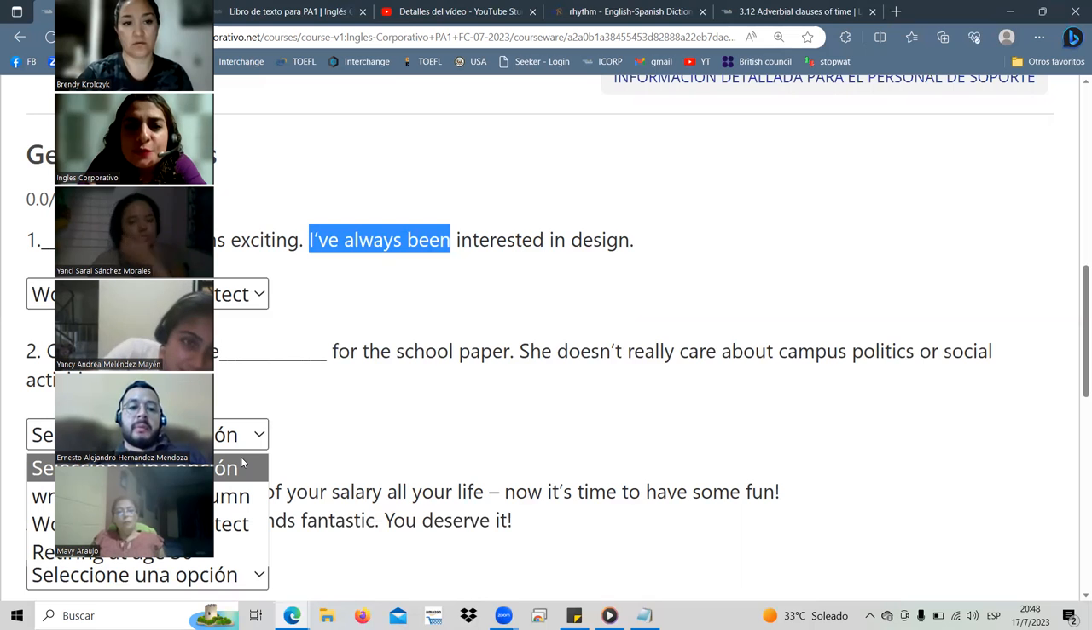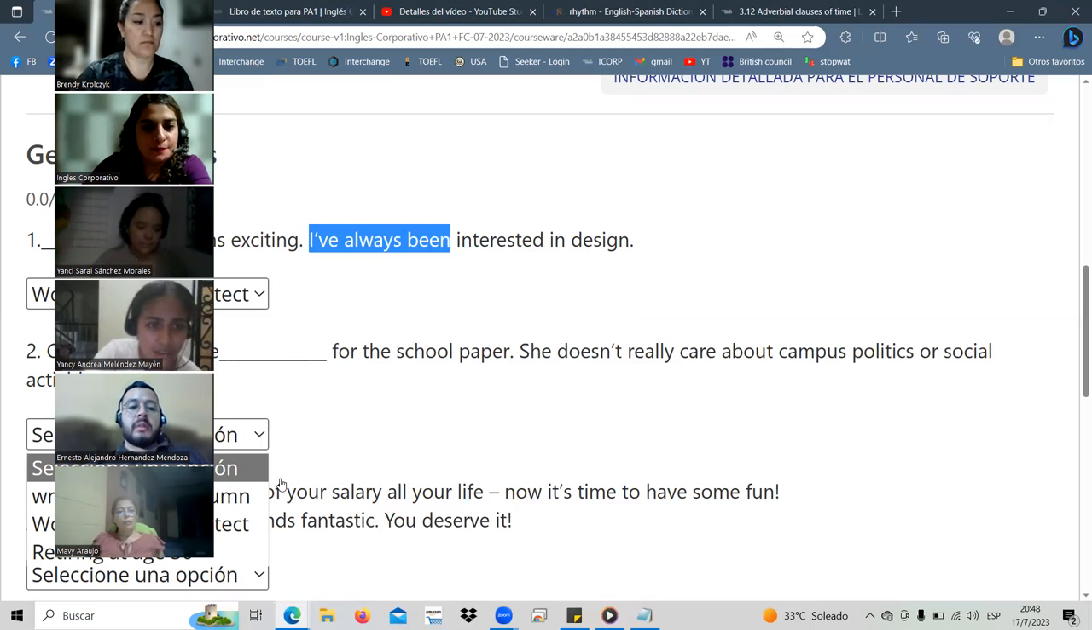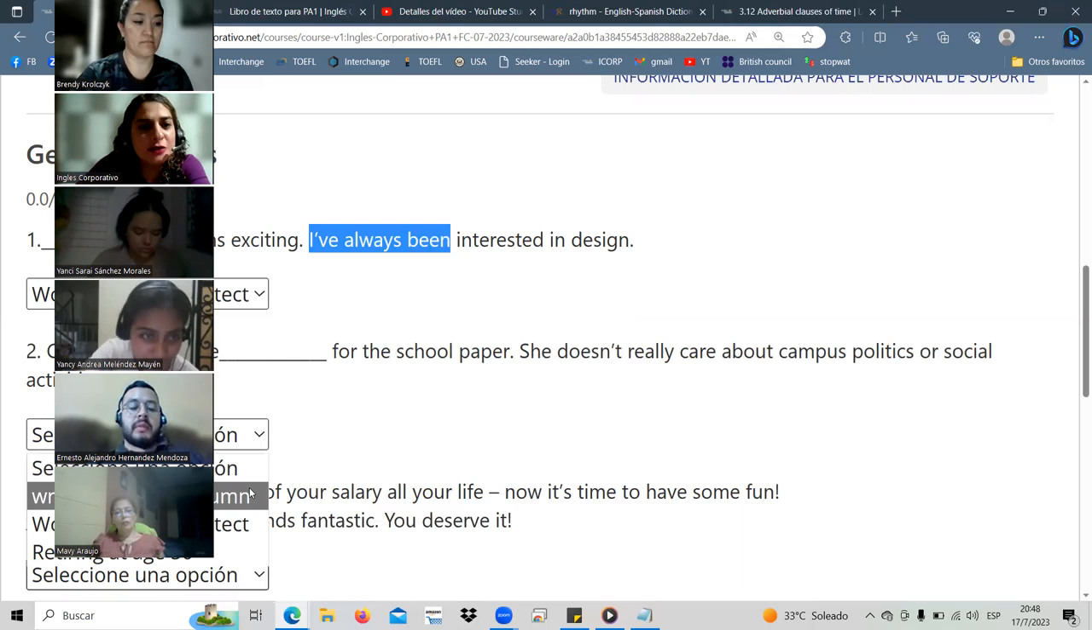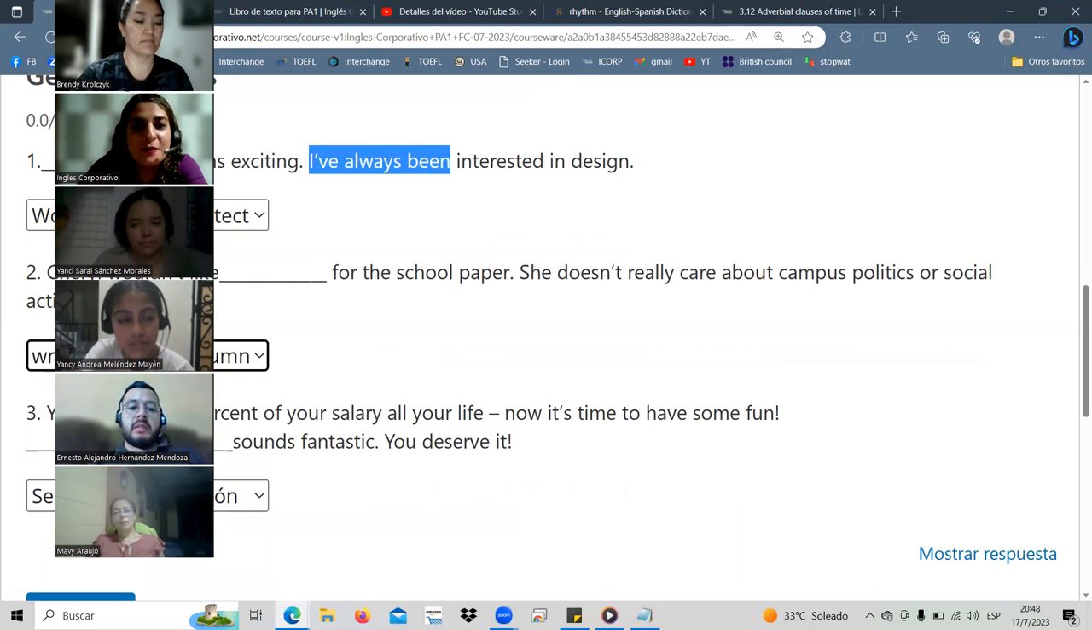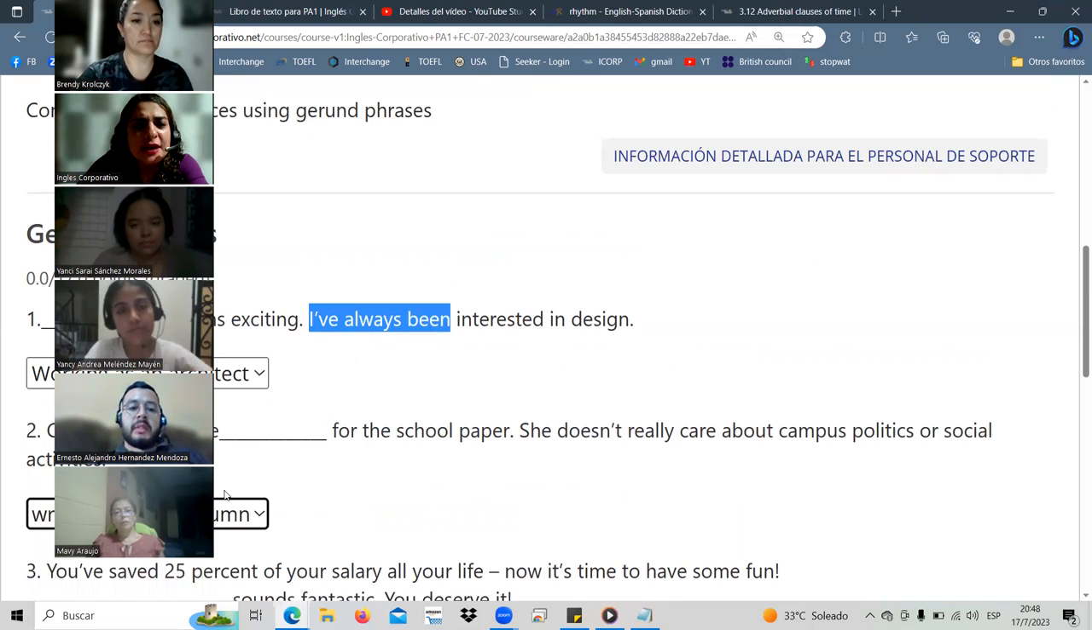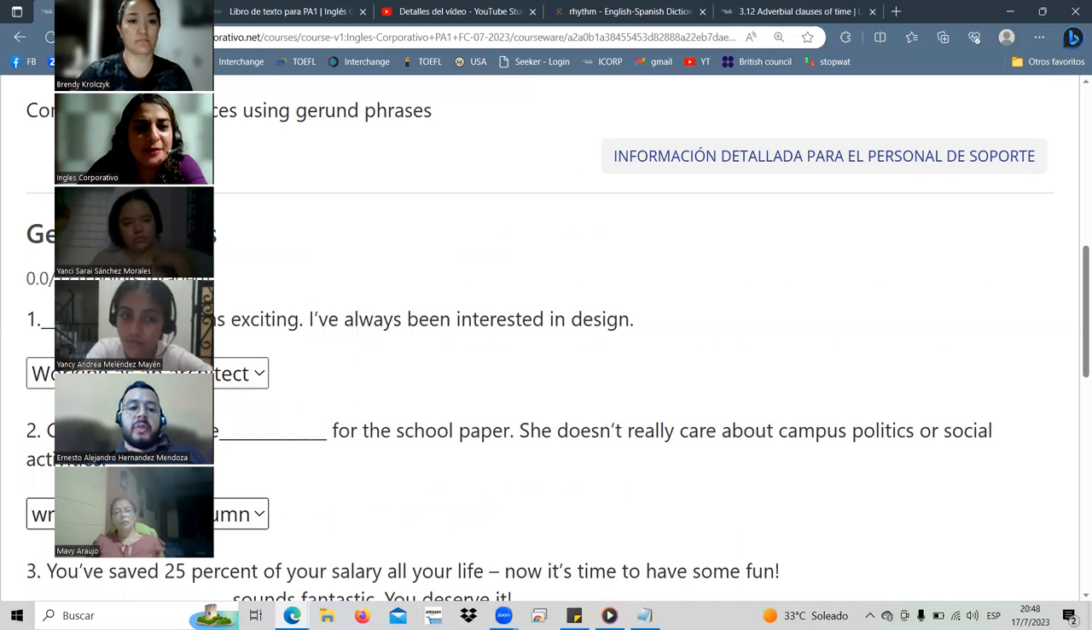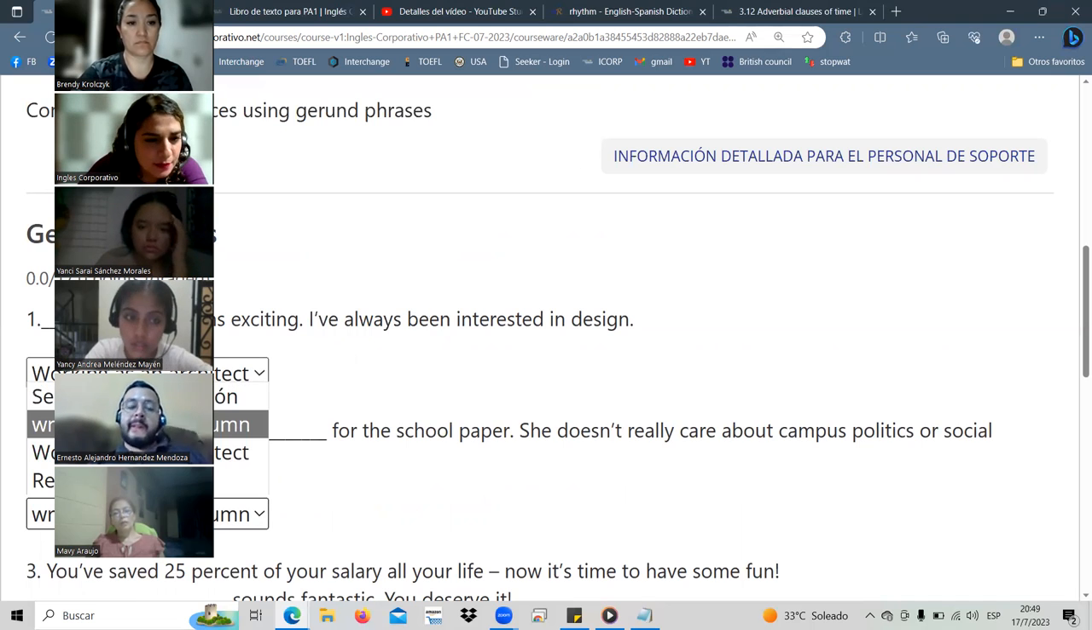Cheryl wouldn't like writing a gossip column for the school paper. She doesn't really care about campus politics or social activities. All right. What happens after wouldn't like writing? Después de like, dijimos, ¿verdad? Que después de ciertos verbos ocupamos gerundios. Aquí por eso vamos a ocupar writing, gossiping. A gossip column.